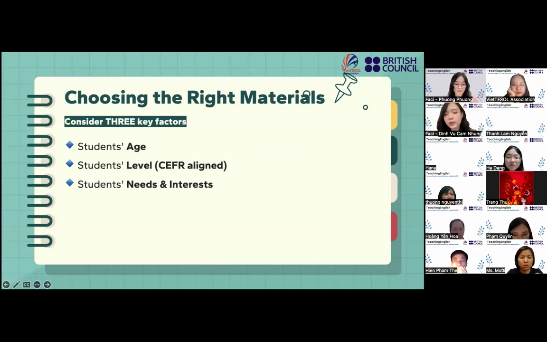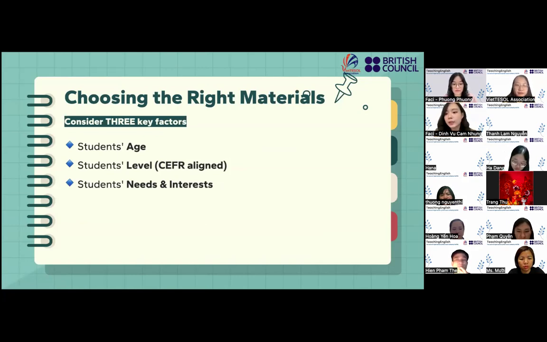Students' age. So are they young learners? Are they teens? Are they adults, right? For students level, are they beginners, A1, A2? Are they intermediate students? Are they advanced students? And then students' needs and interest.